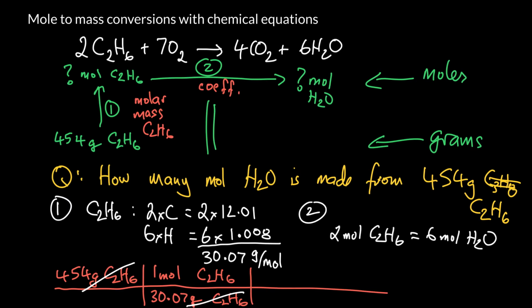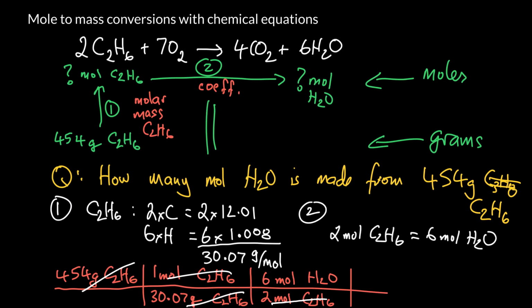That's just what we did in the last lecture, I believe. So how do we do that? We look at the molar ratio. So 2 moles of C2H6 on the bottom, so they cancel, gives us 6 moles of H2O on the top, so that they are left behind. And again, moles of C2H6 cancel out, and we're just left with moles of water.